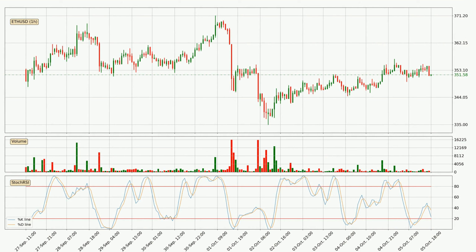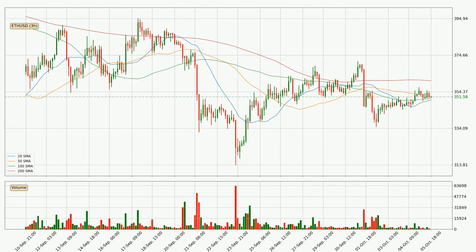Moving to the hourly stochastic RSI, there are no signs of the stochastic RSI being oversold or overbought at this time, but we can see that the trend is currently going down because the K line is below the D line. Looking at the 3-hourly simple moving averages, the current price is between the 100 and the 50 SMA.